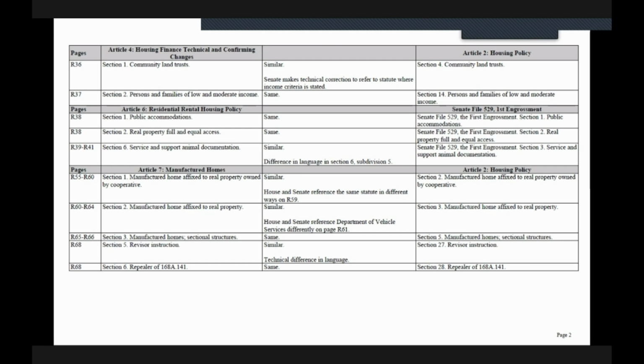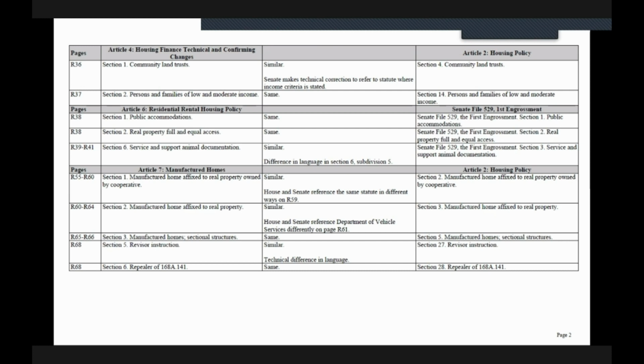I'm taking all my direction from nonpartisan staff. If Senator Draheim would like to move Section 27 of the Senate language, Senate can certainly accept that. Chair Draheim? One second. Yeah. I don't have the language of that, but I guess just to move Section 27 on R68 would be the motion. Okay.